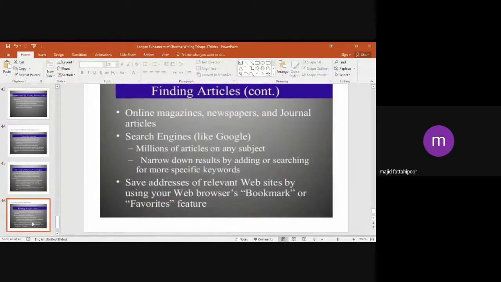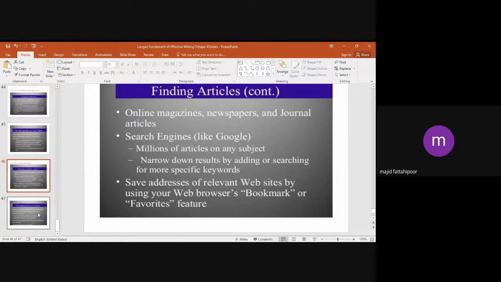And I think for finding an article, you may narrow down your results. You may already know this, how you narrow down your results by adding one word or deleting one word in the searching, whether it's Google or Ecosia or whatever. Usually by adding keywords, you can search specific words. And you can also bookmark those websites in your favorite features, so you can come back to them later and find them.